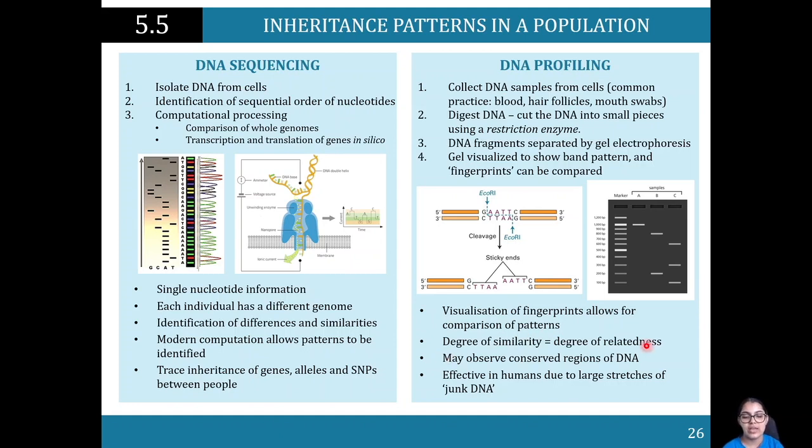So the degree of similarity equates to the degree of relatedness, and using this we can observe conserved regions of the DNA. So the conserved regions are the regions that are actually different between everyone. We actually share a lot of the DNA, a lot of our DNA is very similar, but we have variable regions that then lead to our uniqueness. And it's also effective in humans because we have large stretches of junk DNA that we can use for this process. Remember I said earlier, not all DNA makes protein, so we have junk DNA as well, which we can use for this sort of process.